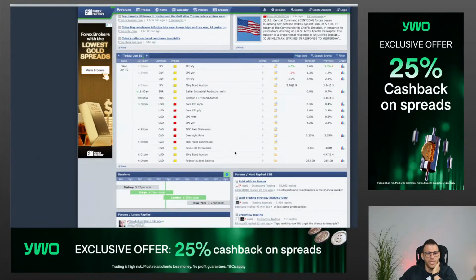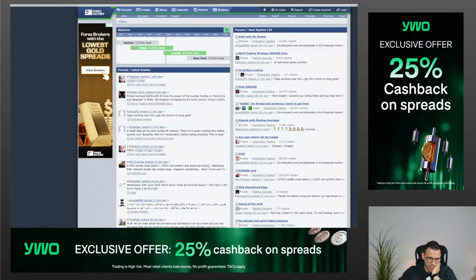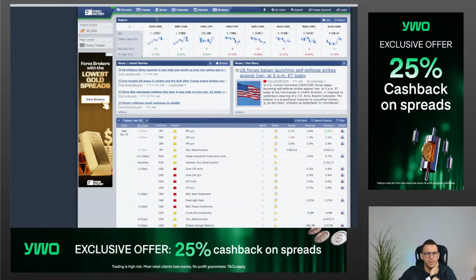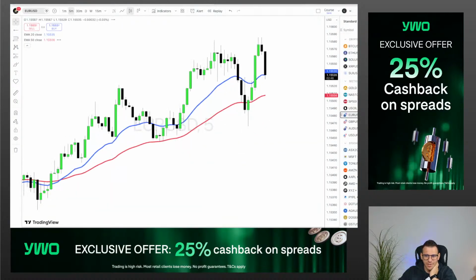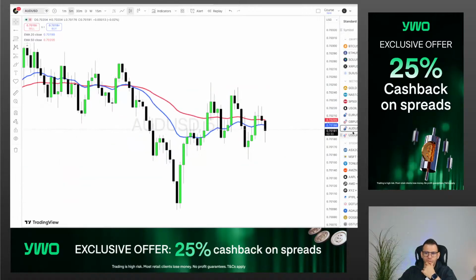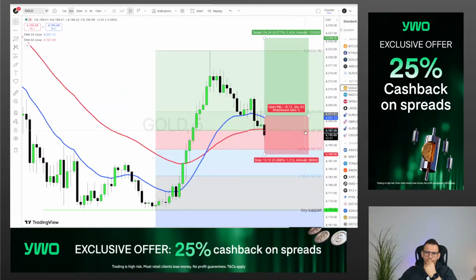Anything on the news today? Anyone spoke, said something? See the euro at resistance, boom, off it goes. Australian dollar is very weak today, guys. Gold tries to break below this 50, which is fine.